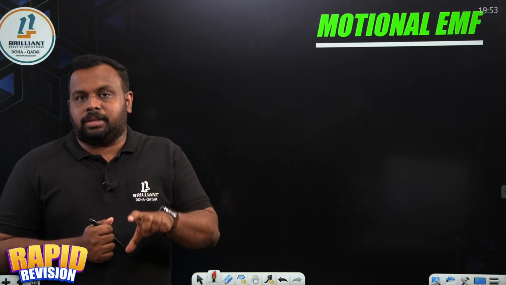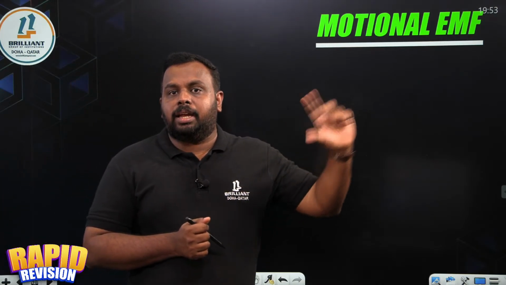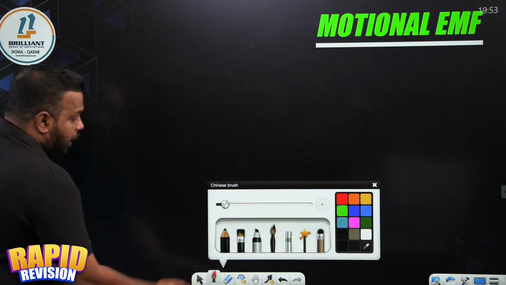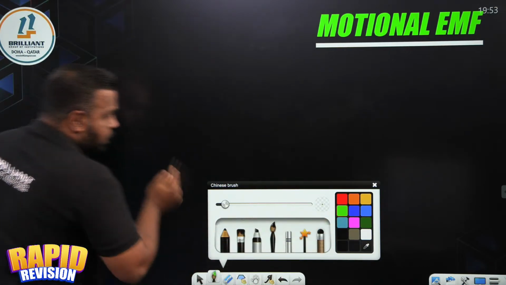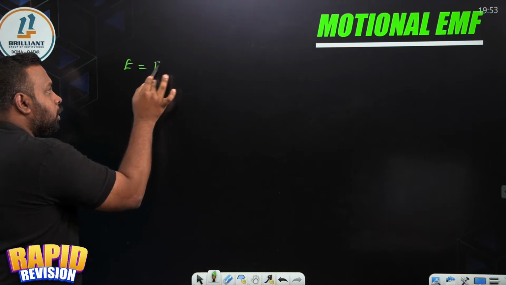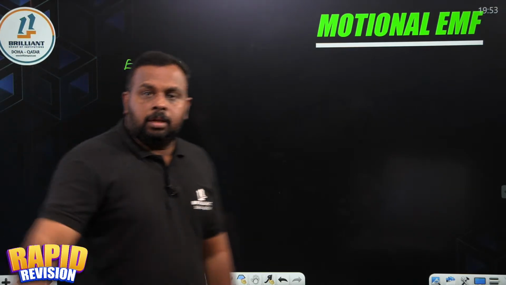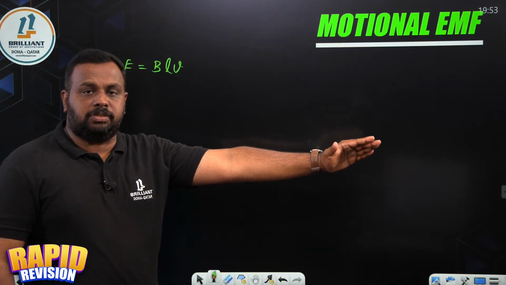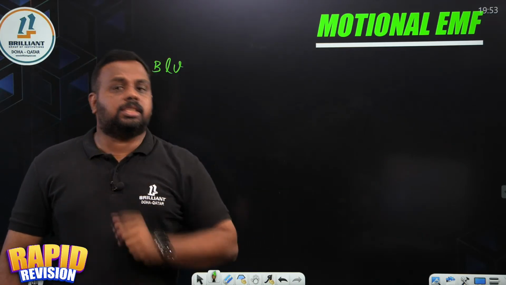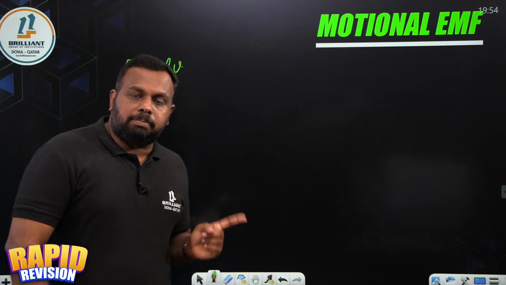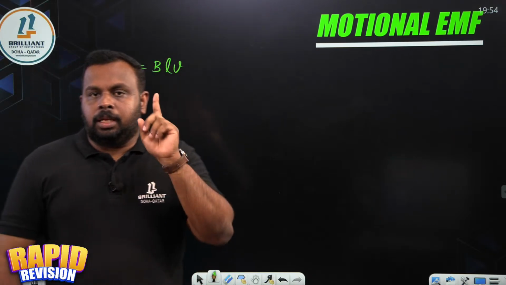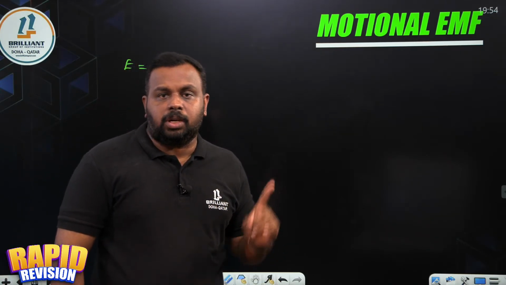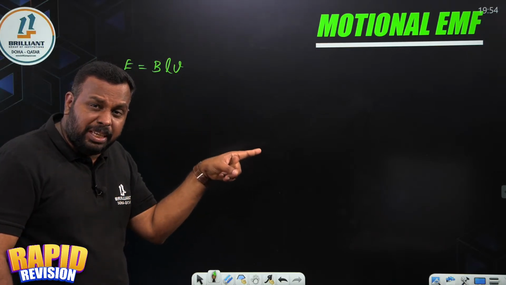When a metallic wire, a piece of wire, a conductor is moving in a magnetic field, due to the motion, EMF will be produced. That EMF is called motional EMF. And the formula for motional EMF is E equals BLV. B is the magnetic field, L is the length of the conductor which is moving, and V is the velocity of the conductor. But when we are studying this formula, please note that this formula is applicable only when the velocity is perpendicular to the magnetic field.